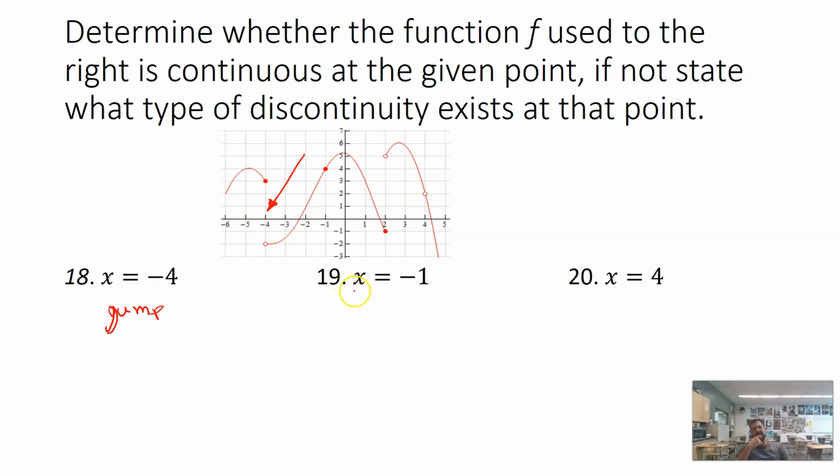At x equals negative 1, so I go to negative 1 right there, I can see that there is no jump, there's no hole in the graph, so there is no type of discontinuity there. Then at x equals 4, because there's a hole in the graph, we have a removable discontinuity.